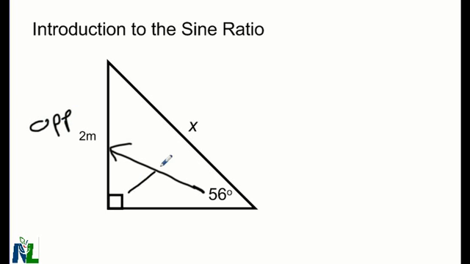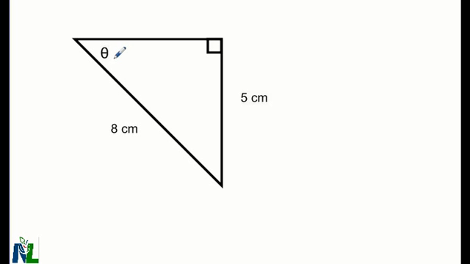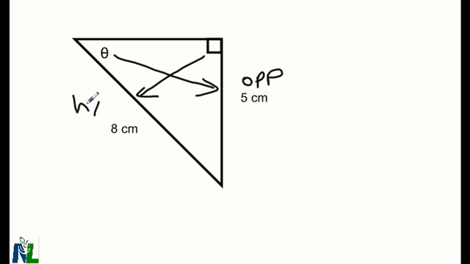If we look at the side that's across from the right angle, that's the hypotenuse. So this triangle has an opposite side and a hypotenuse. If we go to another triangle, we'll also see that we have a reference angle. It's unknown. But across from that reference angle is the opposite side. And across from the right angle, we have the hypotenuse.